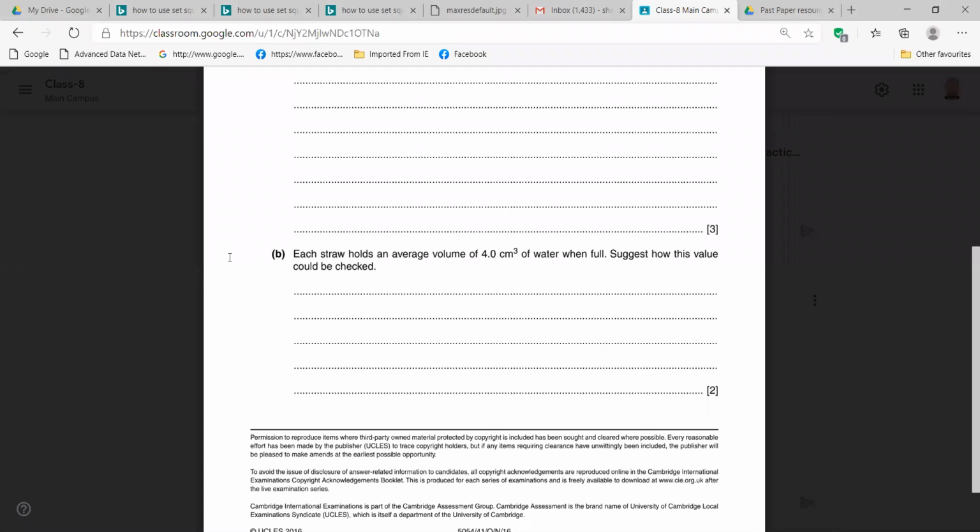Abdullah raised his hand. What happened, Abdullah? Each straw holds an average volume of 4 centimeter cube of water when full. Suggest how this value could be checked. So how can we find this value?